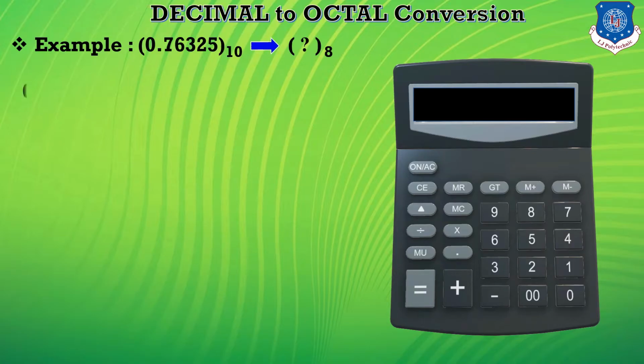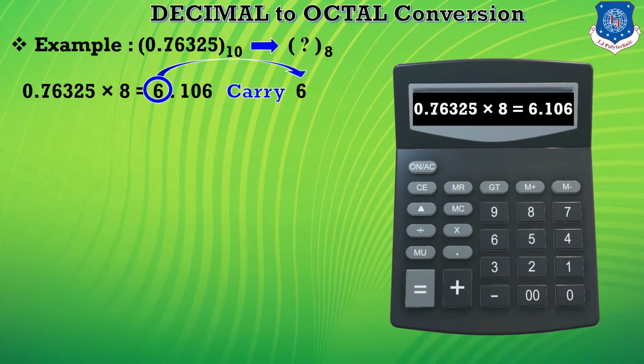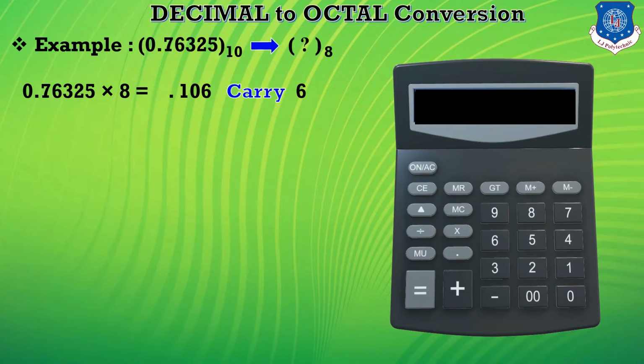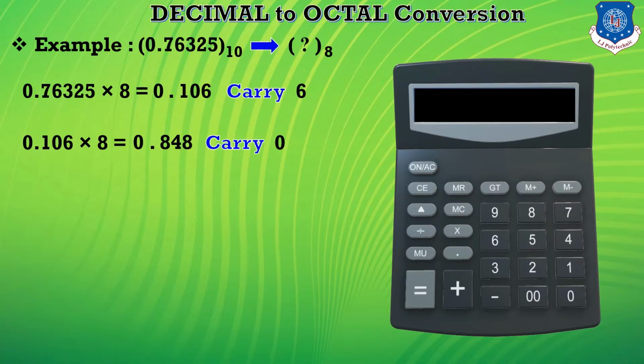Now 0.76325 is multiplied with 8. Then we will get the answer 6.106. Amongst this 6.106, 6 is considered as a carry. So the remaining term will become 0.106. Now for the next step, we multiply this 0.106 with 8. Then we will get the answer 0.848. Now from this 0.848, we consider 0 as a carry. So the remaining term is the same, 0.848.